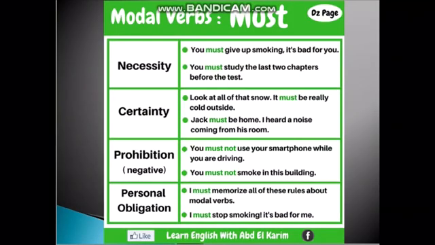The next modal verb is must. We use it to emphasize the necessity of something, to express obligation or duty, for prohibitions in negative form, and for personal obligation. For example, you must study the last 2 chapters before the test. Jack must be home. I heard a noise coming from his room. You must not use your smartphone while you're driving. I must stop smoking. It's bad for me.